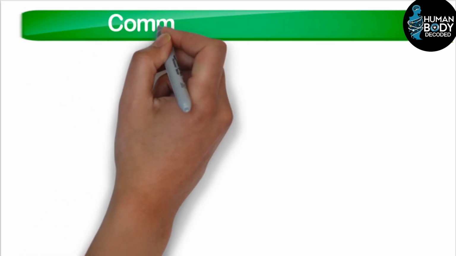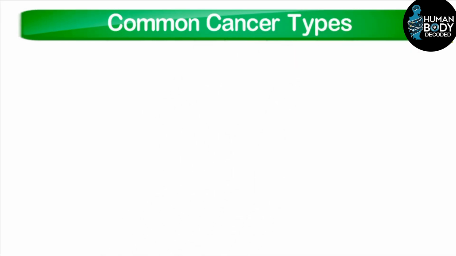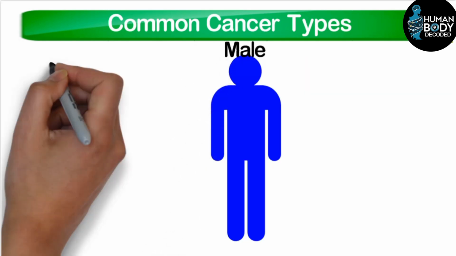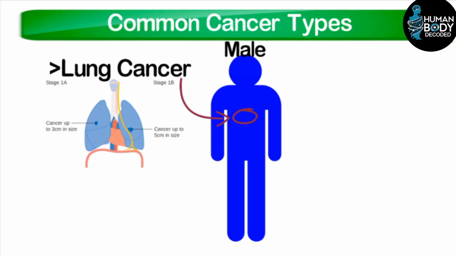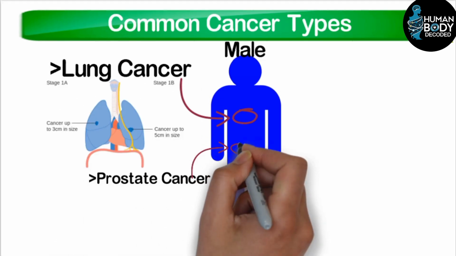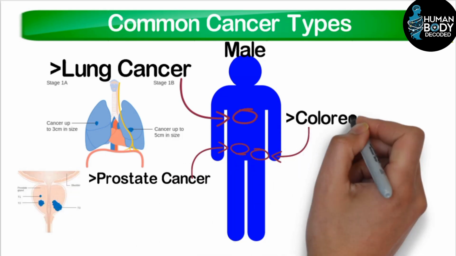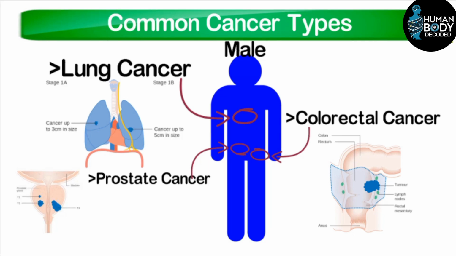Now let's move on to common types of cancer. Which types of cancer are very common in the world? In males, they are different, and in females, they are different. First, I will tell you about males. In males, lung cancer is very common because they smoke a lot. Number 2, prostate cancer is very common. Number 3, colorectal cancer. These three types of cancer are very common in males.